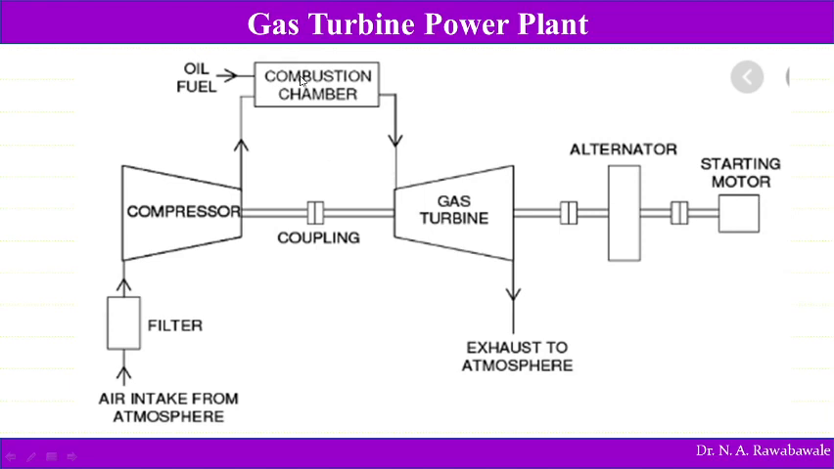So here the compressor is going to compress air, and this compressed air is passed into the combustion chamber. In the presence of compressed air, fuel is burned. This is expanded in the gas turbine, where heat energy is converted into mechanical work, and that mechanical work is utilized to generate electrical energy by coupling or connecting this gas turbine with the alternator.